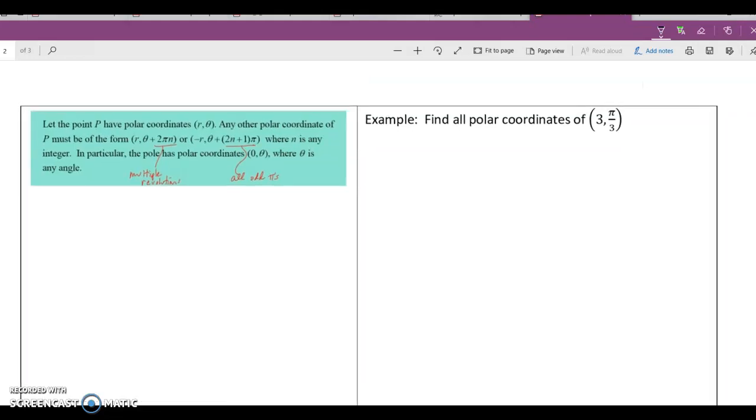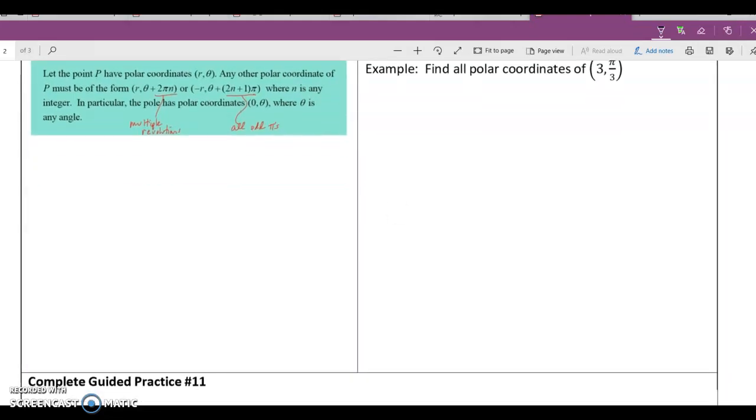So let's say that we have a point P with polar coordinates r comma theta. Any other polar coordinate of P must be of the form r comma theta plus 2 pi n. So remember, this is just one revolution of the circle. Since we have the same r, we're staying on that same ring, and then we're just going around one more time.